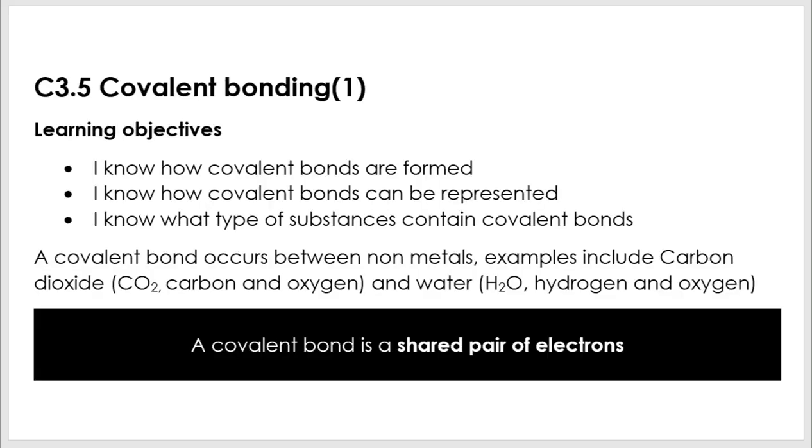So, within this video, we're going to look at how covalent bonds are formed, how we can represent them, and we are going to look at what type of substances contain covalent bonds. We've got a really important definition here. A covalent bond is a shared pair of electrons. And we can also see here it's explaining that it occurs between non-metals. So carbon dioxide, carbon and oxygen, would be a covalent structure. Water is hydrogen and oxygen, two non-metals, so a covalent structure.